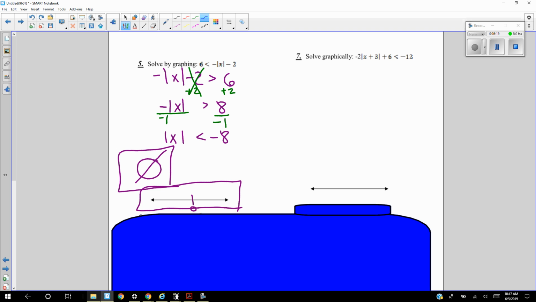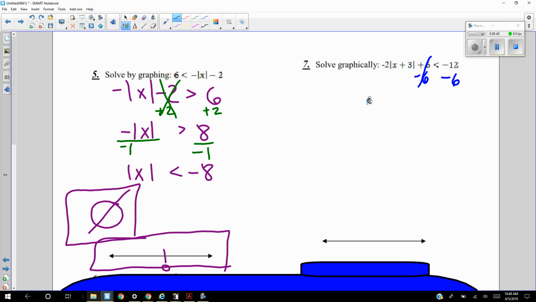And finally, number 7. A lot of people are tempted to say no solution right off the bat because it's less than a negative number. That's not right, because the absolute value is not isolated. So subtract 6 from both sides first. And then we're going to divide those sides by negative 2. Of course, we're dividing by a negative number. So the inequality symbol is going to flip.